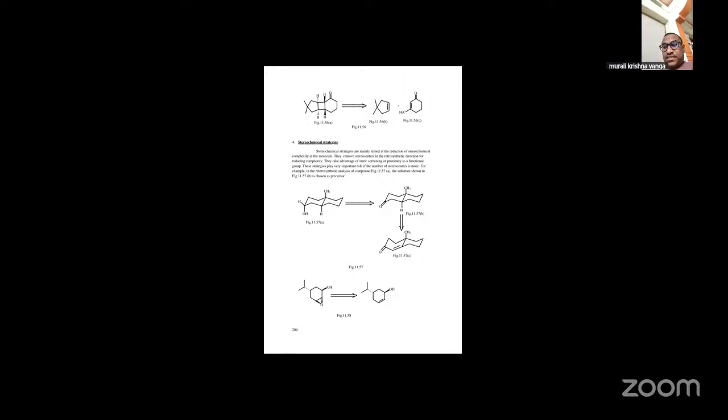Stereochemical strategies. Stereochemical strategies are mainly aimed at the reduction of stereochemical complexity in a molecule. They remove stereocenters in a retrosynthetic direction for reducing complexity. They take advantage of synthetic screening or performing to a functional group.